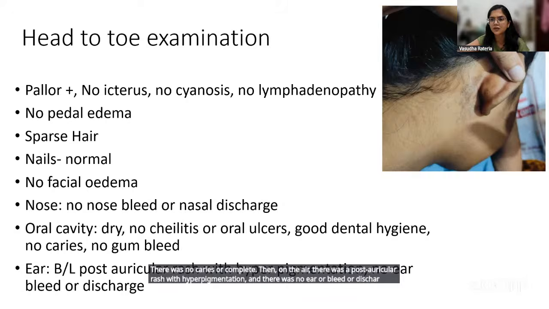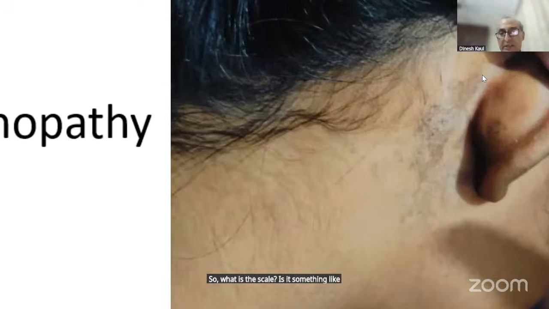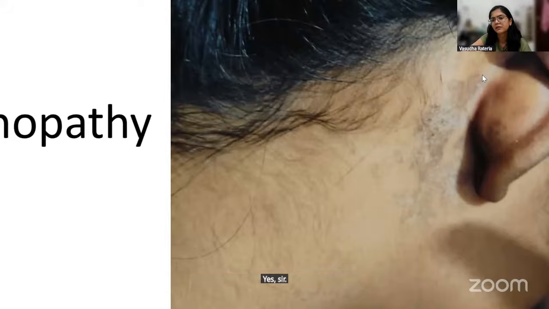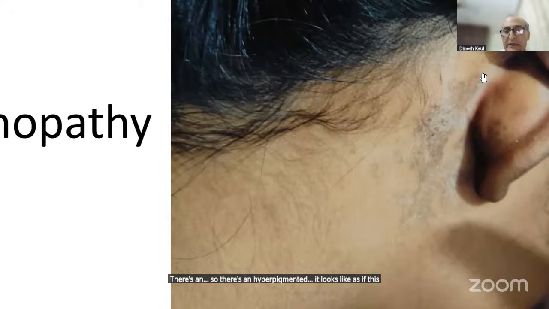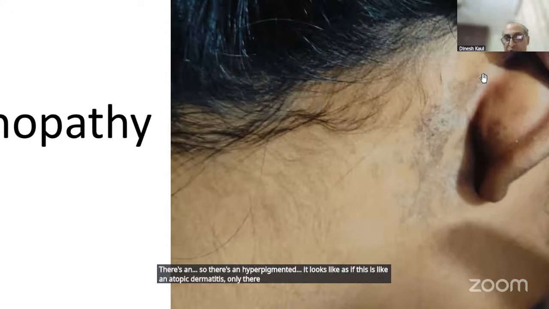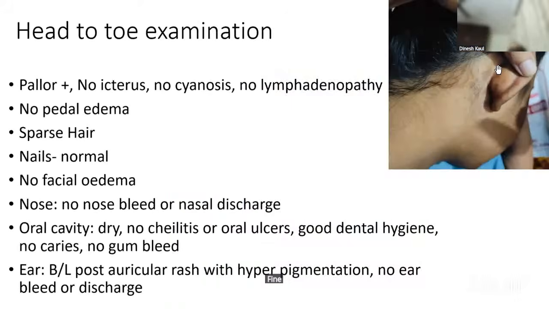This is the image of the rash. Posterior auricular rash. Yes, sir. So is it something like a scaly rash? Yes, sir, it's hyperpigmented. It looks like atopic dermatitis, only there is some bluish discoloration over here. Yes, sir. Okay. Fine. So it looks more like a seborrheic type of dermatitis at the back of the ear, which I can see.